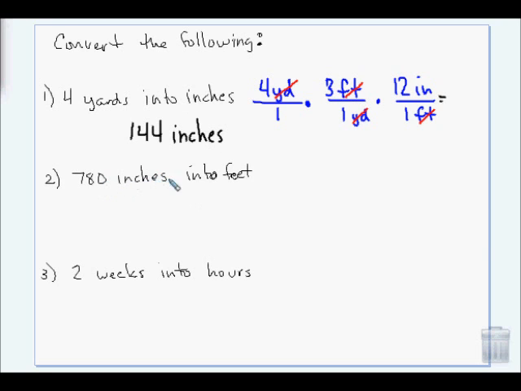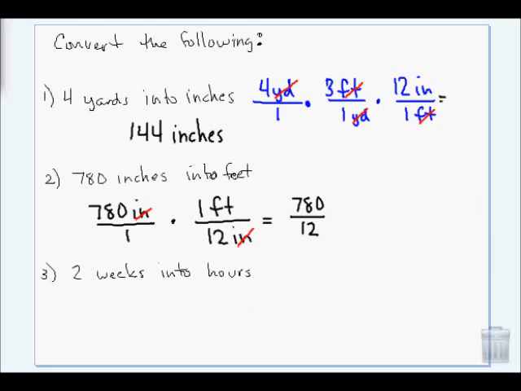Okay, if I do 780 inches into feet, I start with inches. And there are 1 foot over 12 inches, right, so that my inches cancel. So that's 780 divided by 12. Okay, so that's 65 feet.